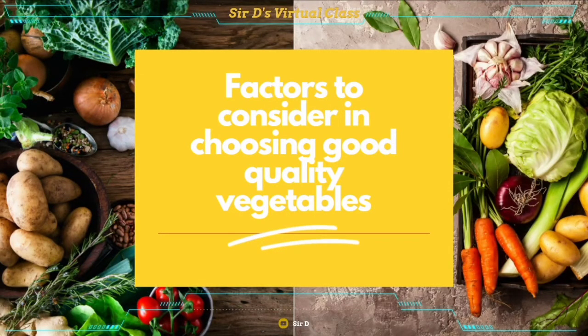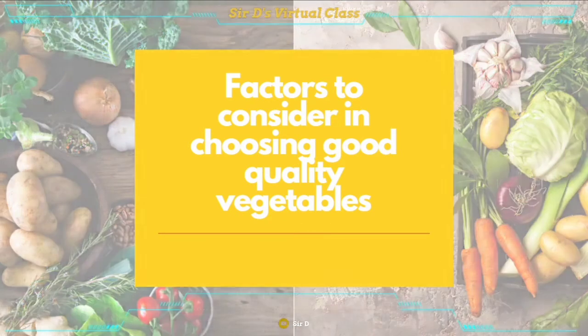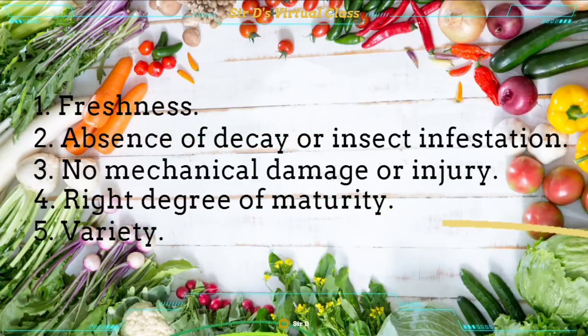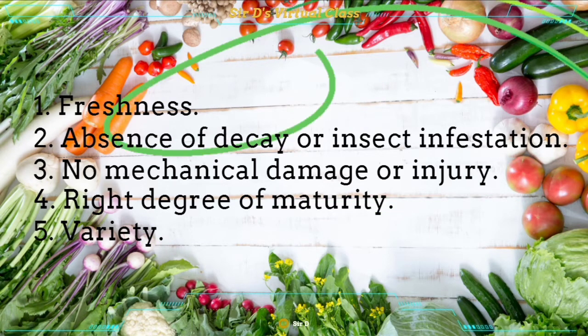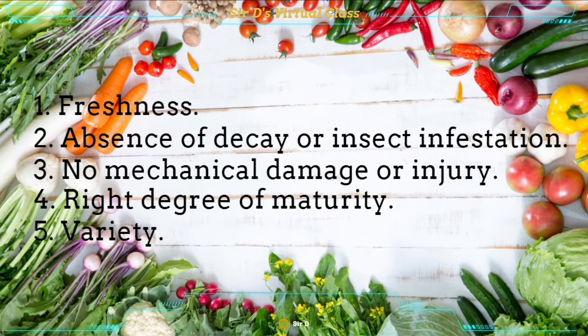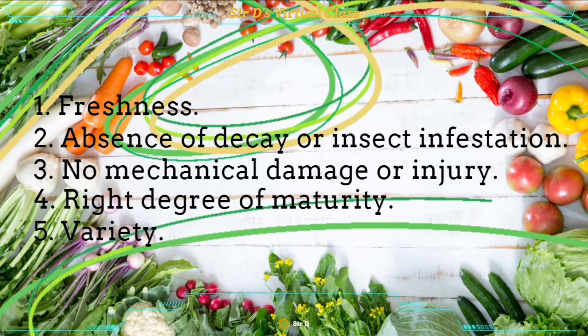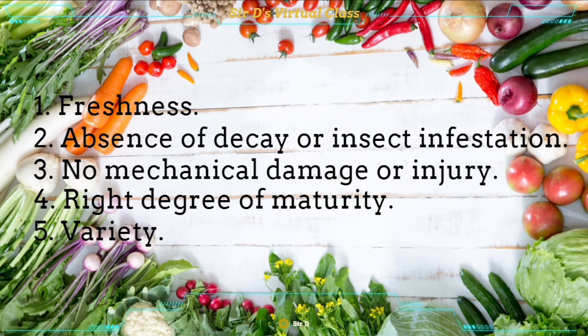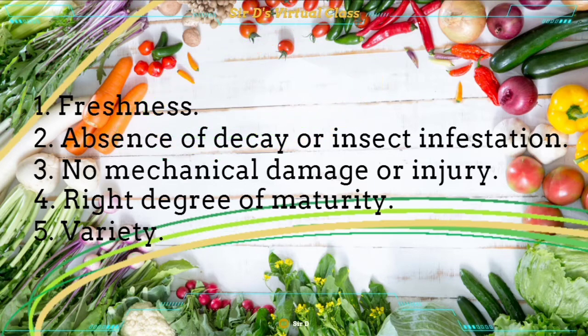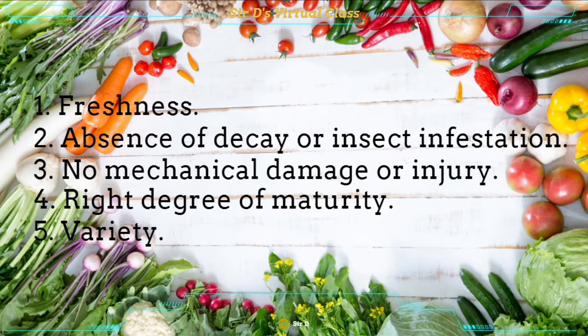Now let's move forward to the factors to consider in choosing good quality vegetables. Good quality vegetables should include freshness, absence of decay or insect infestation, no mechanical damage or injury, right degree of maturity, and lastly, the variety.